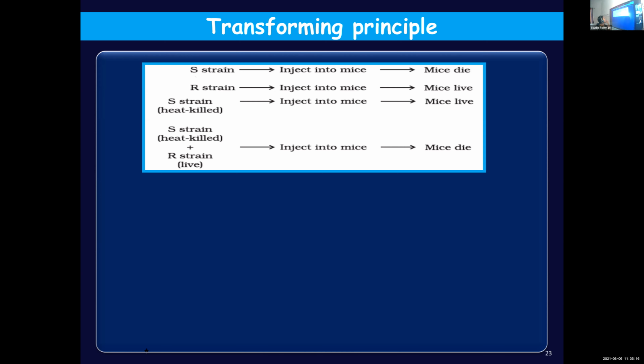But he tried out a combination of heat-killed S-strain and living R-strain in the mice, and the mice died. When both these were injected separately, mice survived. But when a combination of these two was injected, mice could not survive. They developed pneumonia and died.